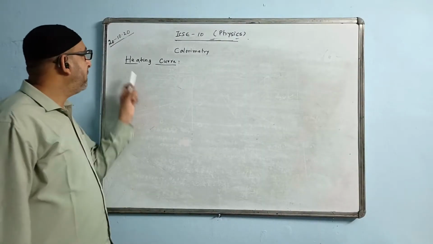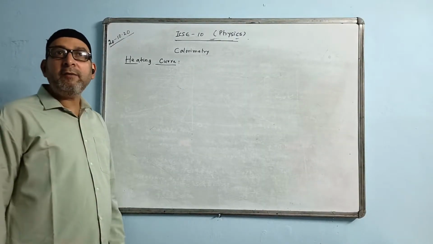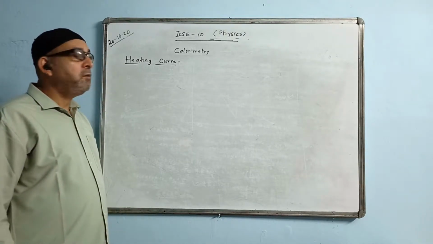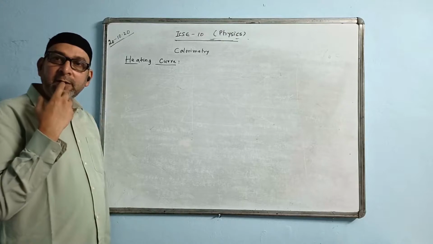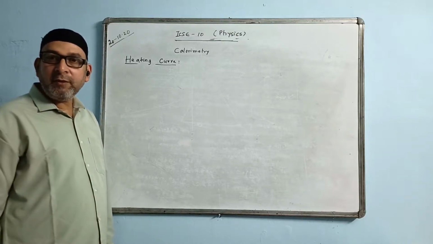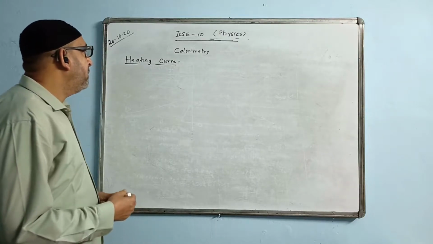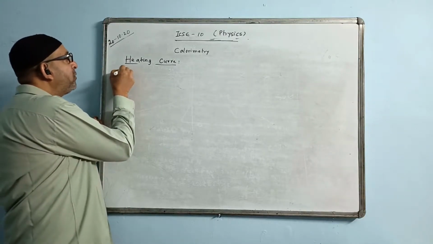Today's heading is heating curve. What is a curve? A curve is actually a graph to show the effect of heat on a substance, to show the effect of continuous heat on a substance. So, for example, we will take a question like this.